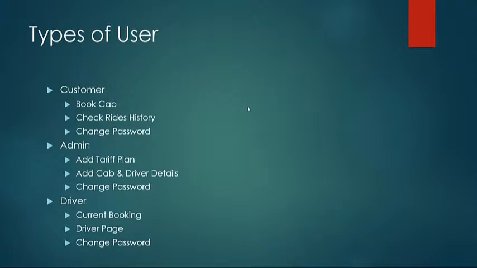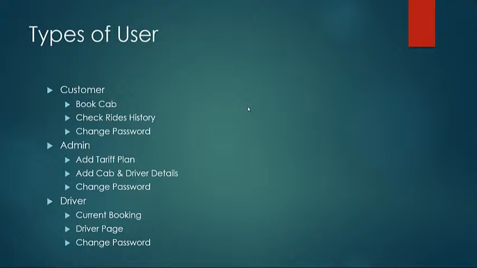Now let's talk about the users. We have three type of users in this project: customer, admin, and driver. The customer can book the cab, check the rides history, and can change the password. Whereas the administrator can add tariff plan, add the cab and driver details, and also can change the password. The administrator can not only add these tariff details and cab details, he can also modify and delete the information as well.